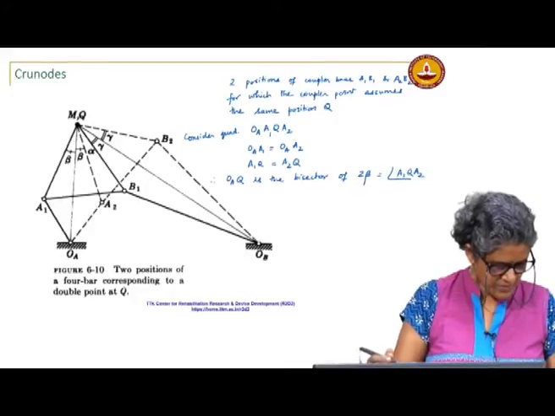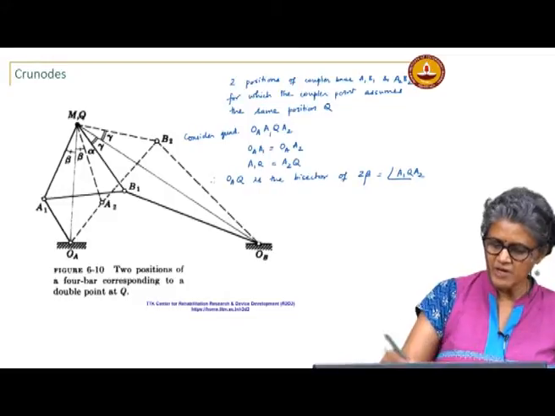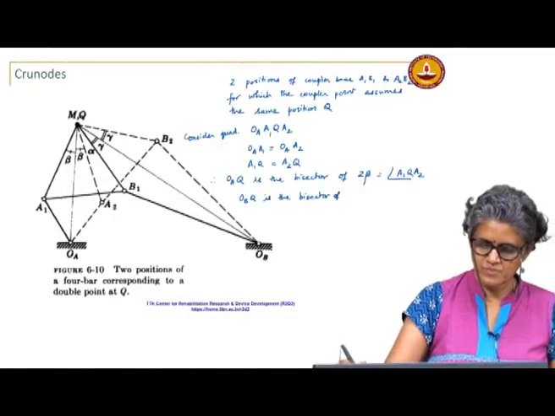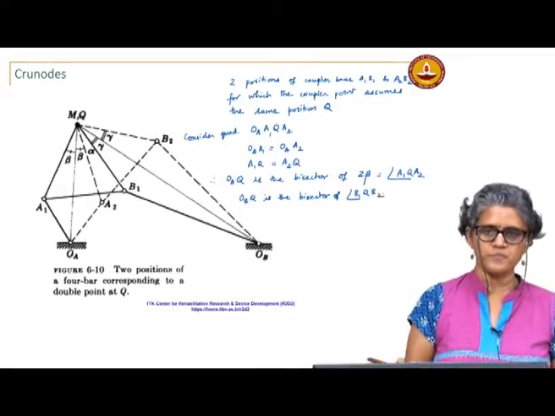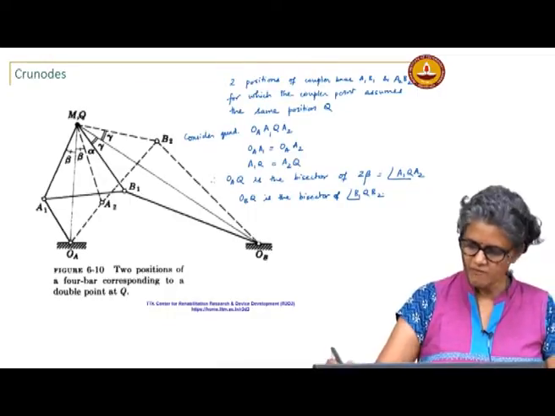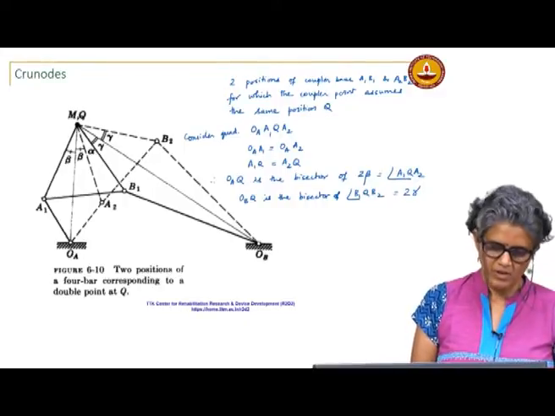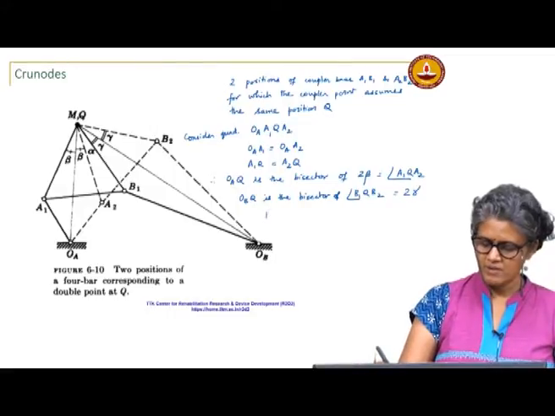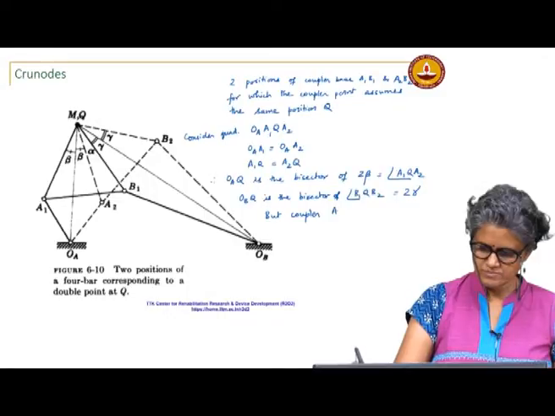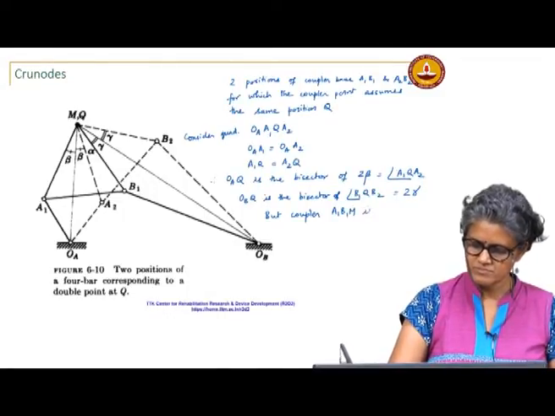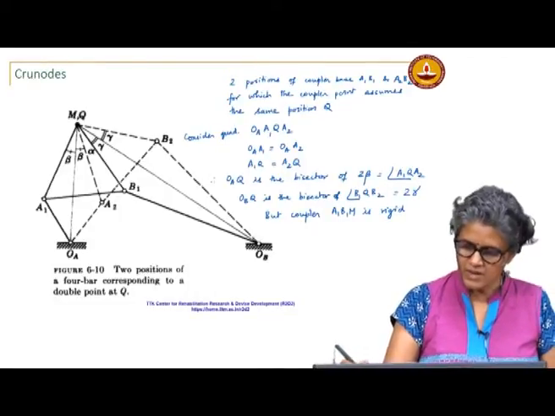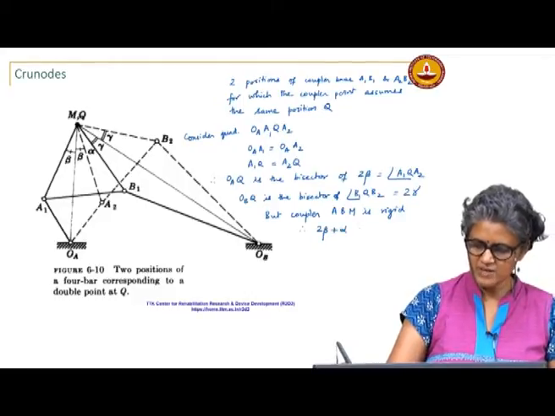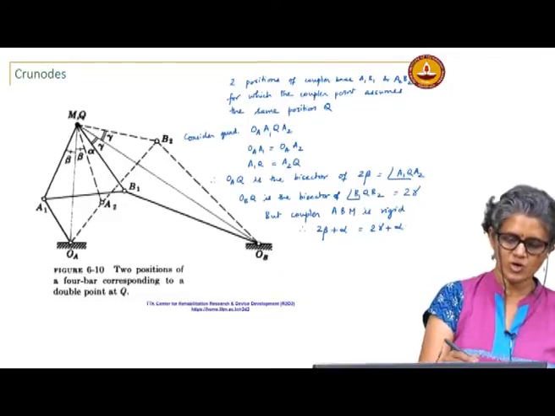Okay. So, similarly, if I look at OBQ, that is the bisector of angle B1 Q B2, which I call 2 gamma. But my coupler A1 B1 M, ABM, is rigid. Therefore, this angle 2 beta plus alpha equals 2 gamma plus alpha. This is the common, this is 2 beta.